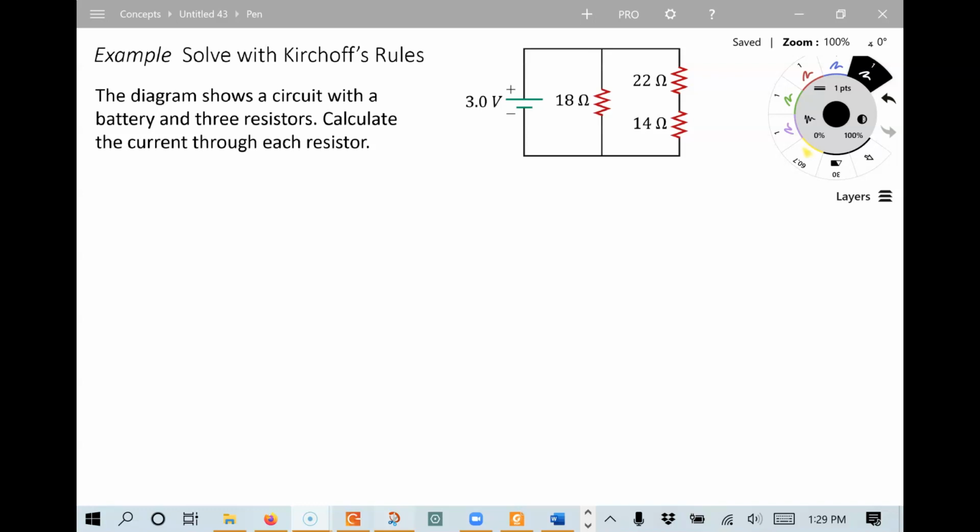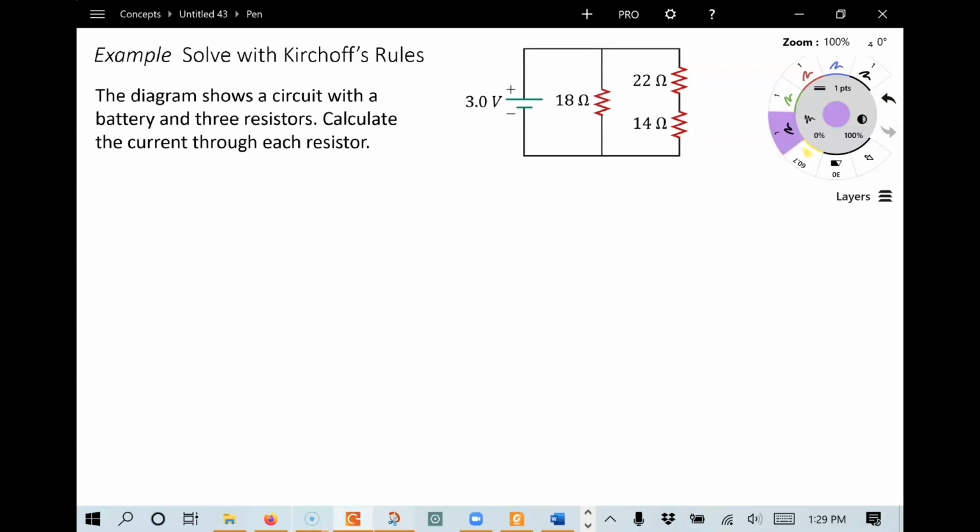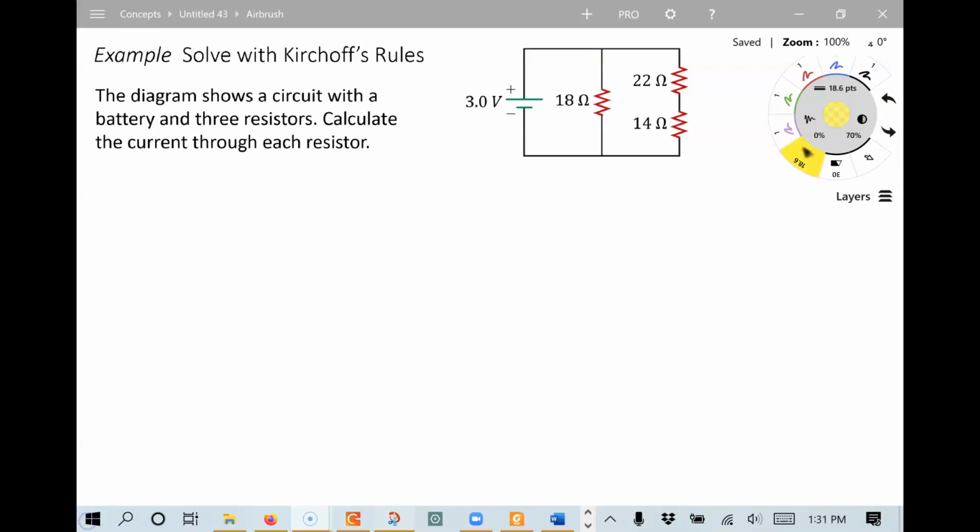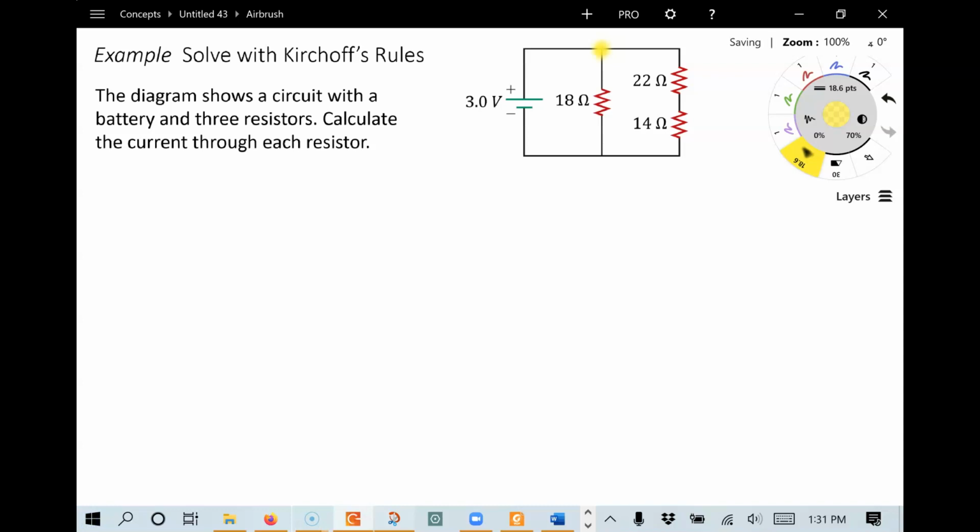I'm going to start with drawing the currents. That's the first thing you need to do when you're going to use Kirchhoff's rules. I'm going to use three different colors just to see. We've got a couple of junctions in this circuit. Let me highlight those junctions. Here's one here, and there's another one right here. So we've got two junctions.